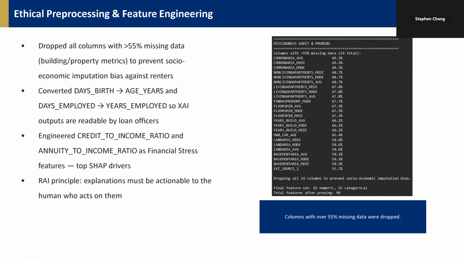Before training, I had to address the large amount of missing data in the property and buildings data. Instead of blindly imputing columns that were missing over half their data, I dropped them to prevent socioeconomic imputation bias. So we ensured that we did not penalize applicants simply because they rent or live in areas without formalized building registries. Additionally, because explainability must be actionable, I translated machine variables into human variables. I converted days birth into age in years and engineered a credit to income ratio so our final XAI charts actually make sense to a loan officer.